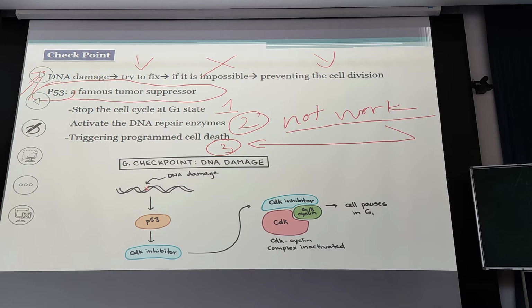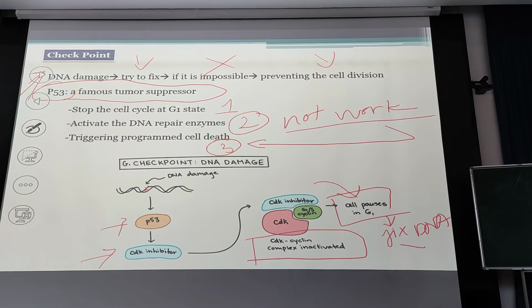So this is how it works. DNA damage activates P53. It activates the CDK inhibitor, which will inhibit the CDK-cyclin complexes. The cell will stop at G1 and then fix the DNA. If it cannot fix it, the cell will die. Okay, this is all about the cell cycle regulators.